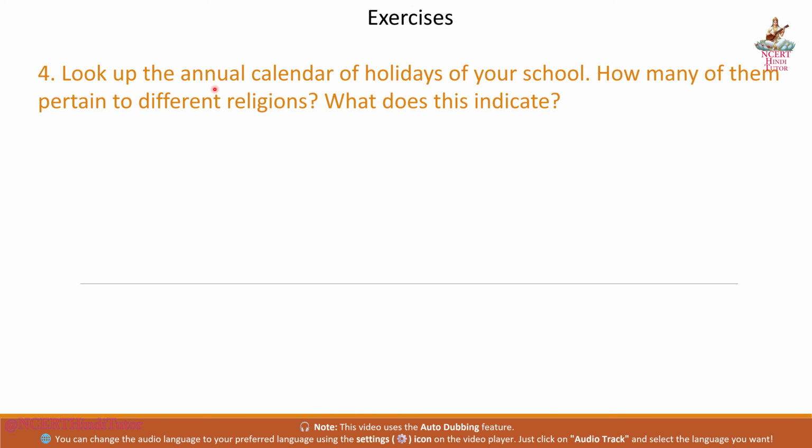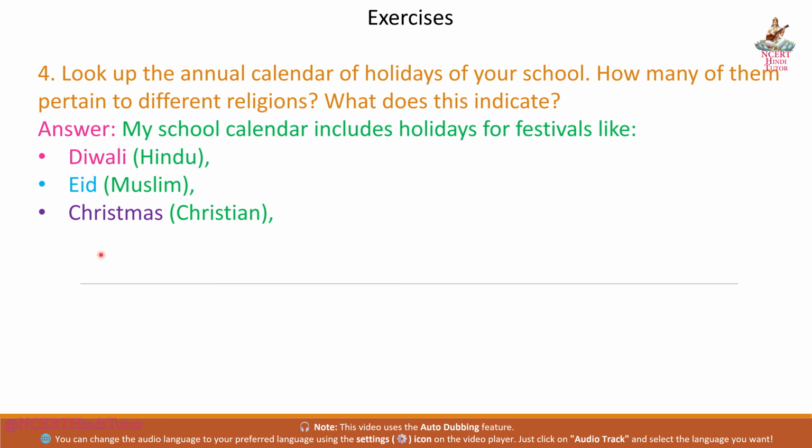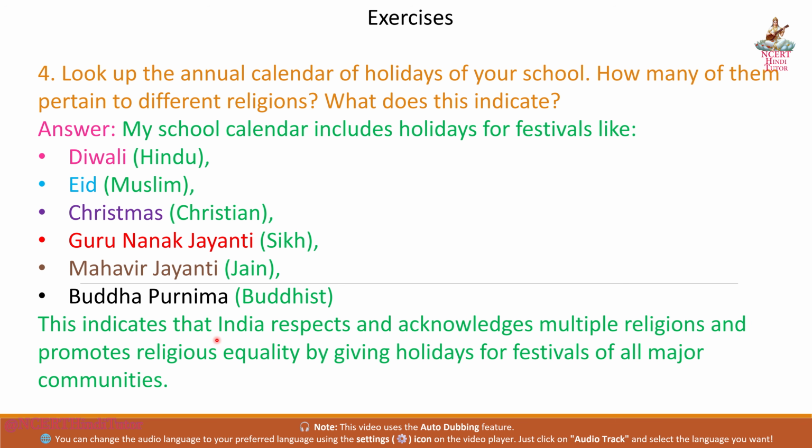Question 4: Look up the annual calendar of holidays of your school. How many of them pertain to different religions? What does this indicate? Answer. My school calendar includes holidays for festivals like Diwali, Hindu; Eid, Muslim; Christmas, Christian; Guru Nanak Jayanti, Sikh; Mahavir Jayanti, Jain; Buddha Purnima, Buddhist. This indicates that India respects and acknowledges multiple religions and promotes religious equality by giving holidays for festivals of all major communities.